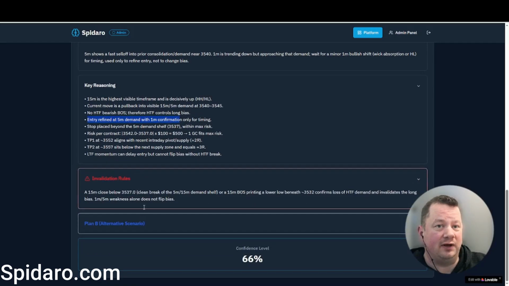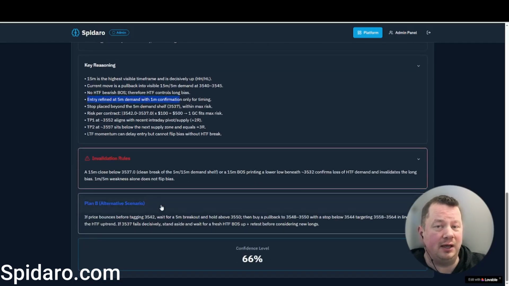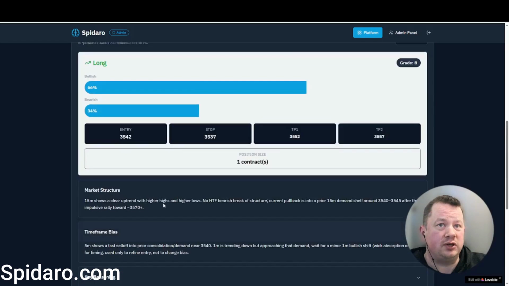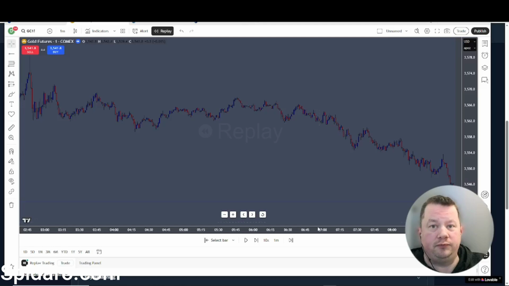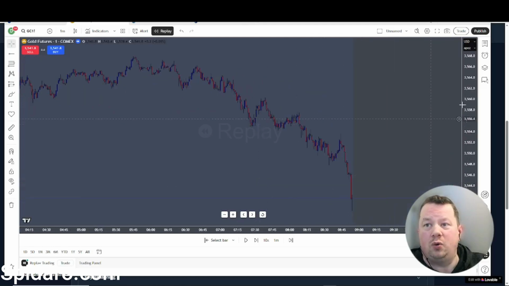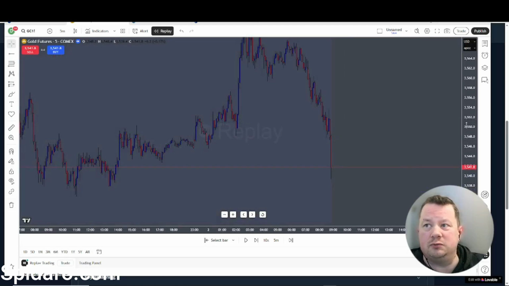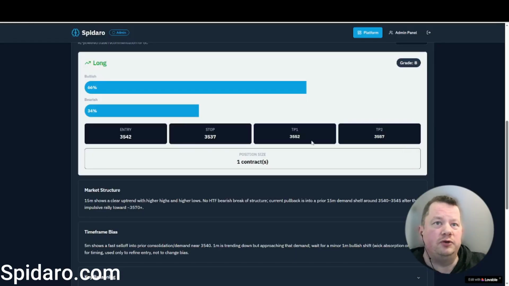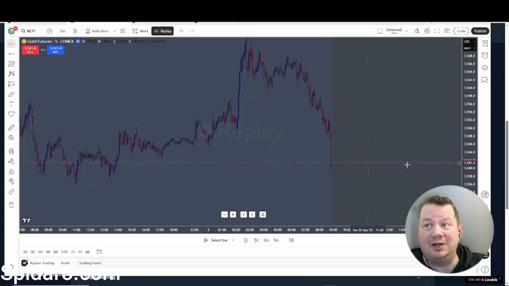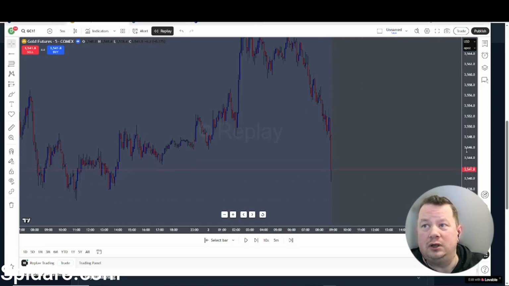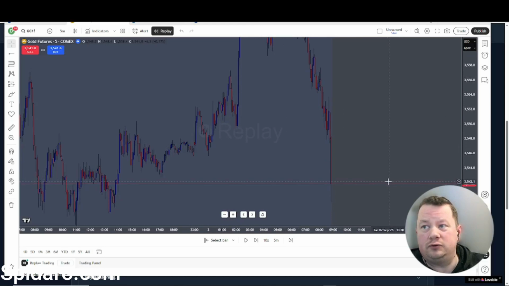So obviously here are our invalidation rules. There is a plan B here, but I kind of like what it's saying here. So our entry is 3542, let's put the entry into TradingView. So quite an aggressive move. Let's move it to the 5 minutes, quicker to move it there. So 3542 is our entry. It's literally saying we're at a demand area now, so almost get into the trade now. So let's get in at 3542.